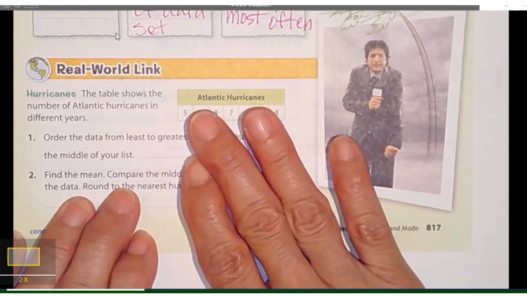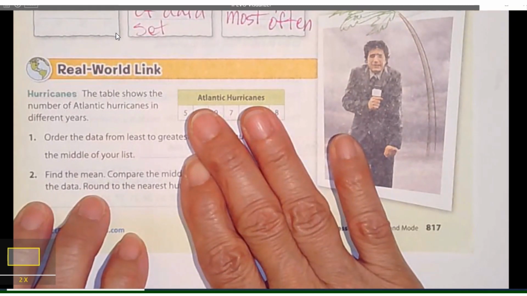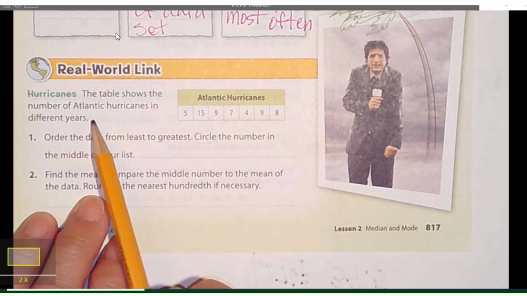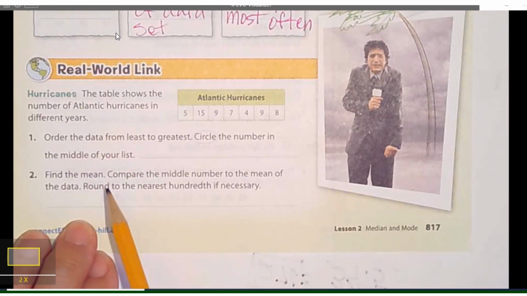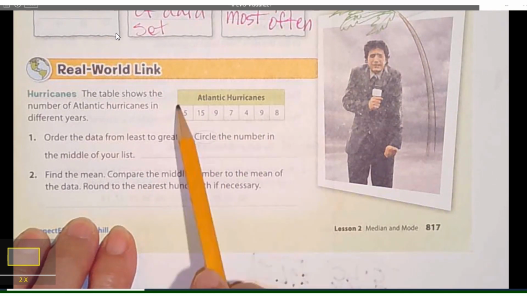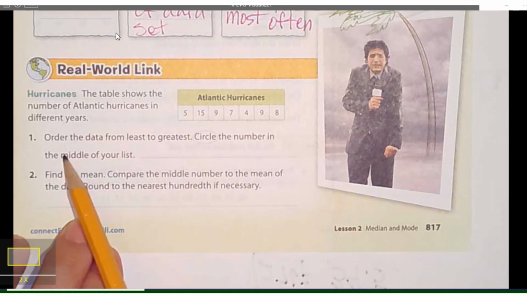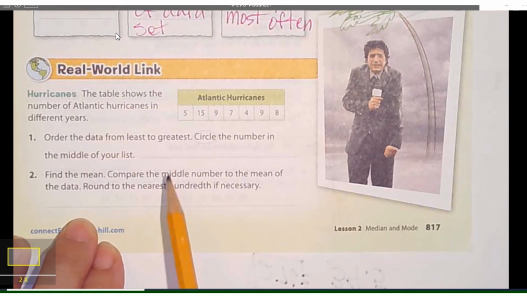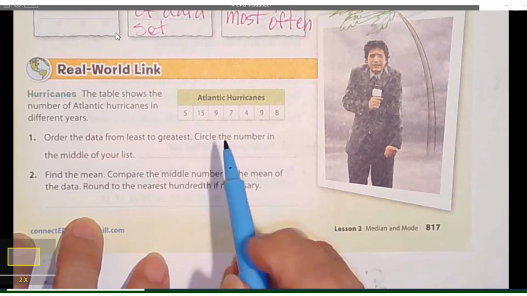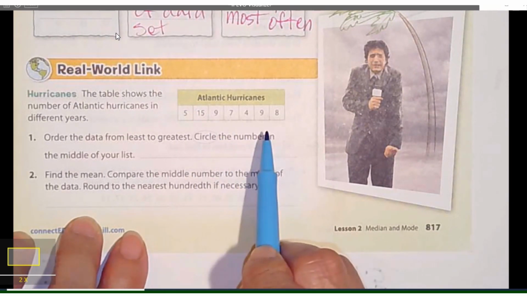Let's go ahead and look at this set right here in the real world link. The table shows the number of Atlantic hurricanes in different years. So we have 2 problems here. Here is a set of data with the Atlantic hurricanes. Order the data from least to greatest. That's always the first thing you want to do with a set of data when you're looking for a median and when you're looking for a mode. So we're going to go ahead and put this data set in order from least to greatest.